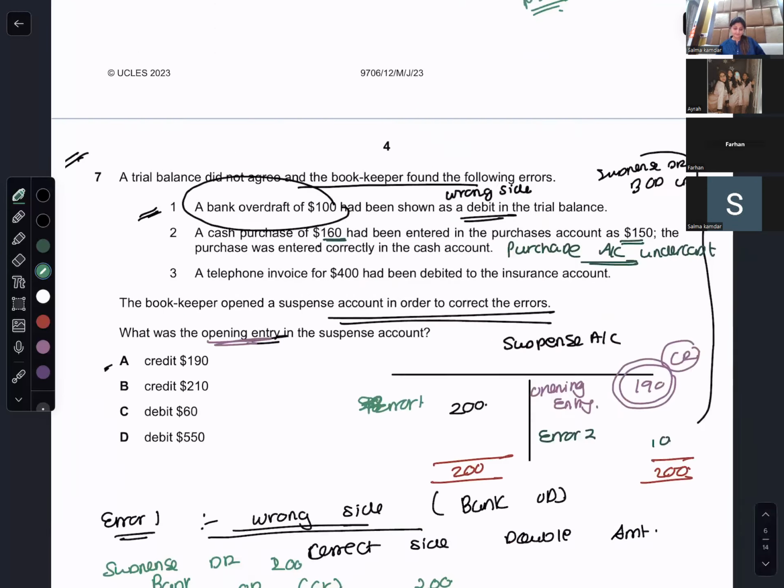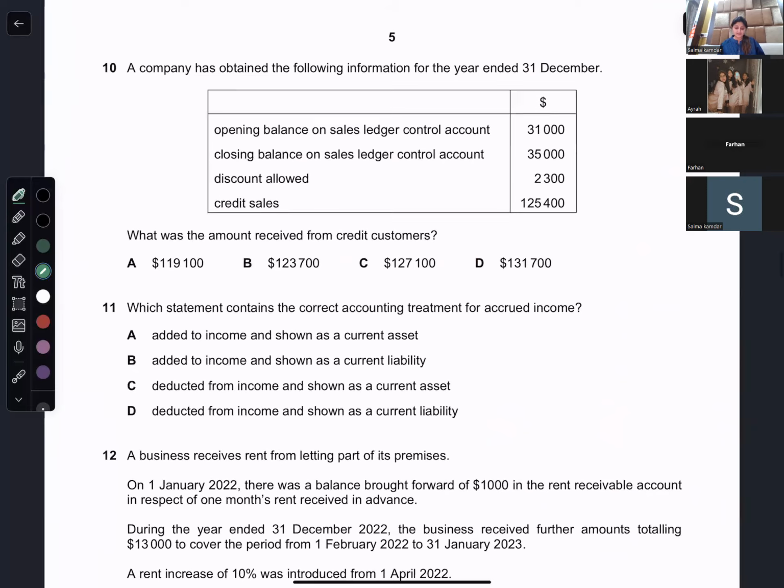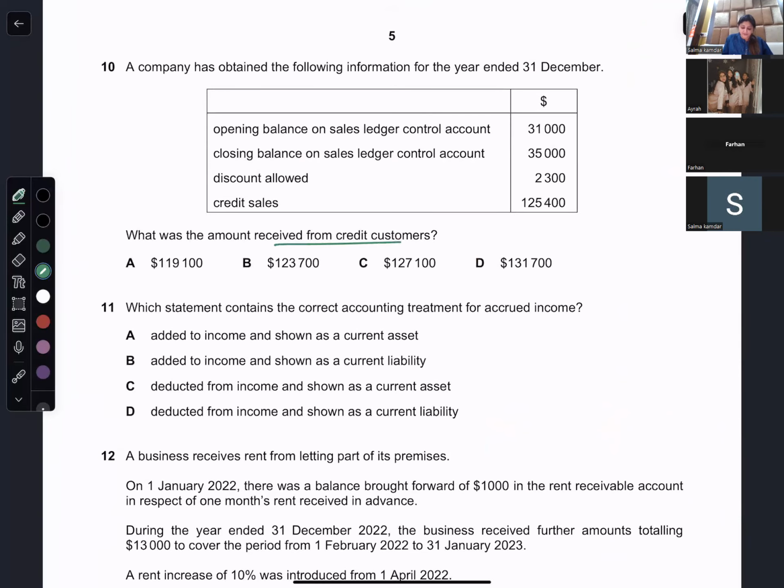Let's go to the 10th one. What do they want us to find out? The amount received from credit customers. Which account will you make to find out the amount received from credit customers?